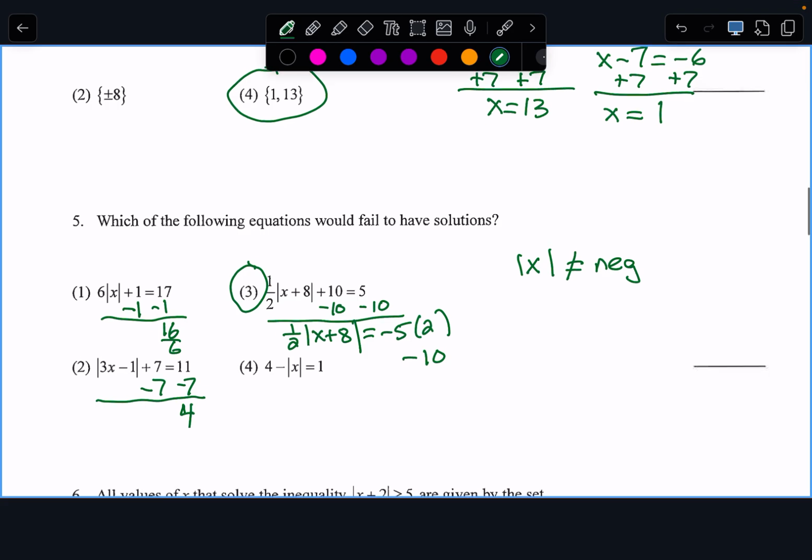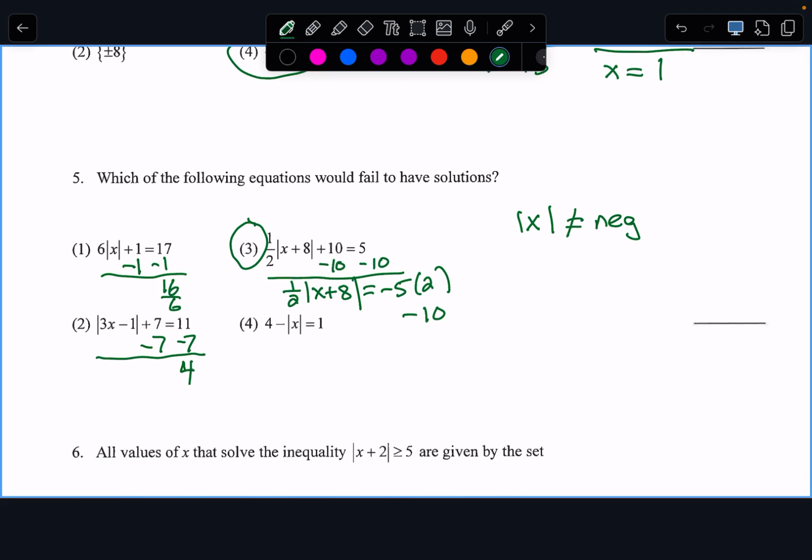Now, number 4 is kind of a distractor. You see the negative sign there? Right, so if you subtract 4, you have negative absolute value of x is equal to negative 3. You say, well, that's a negative number also, Mr. Siegel. But we don't have the absolute value itself. We have to divide by negative 1 to get rid of that. So actually, the absolute value of x is equal to a positive. So this one is 3.